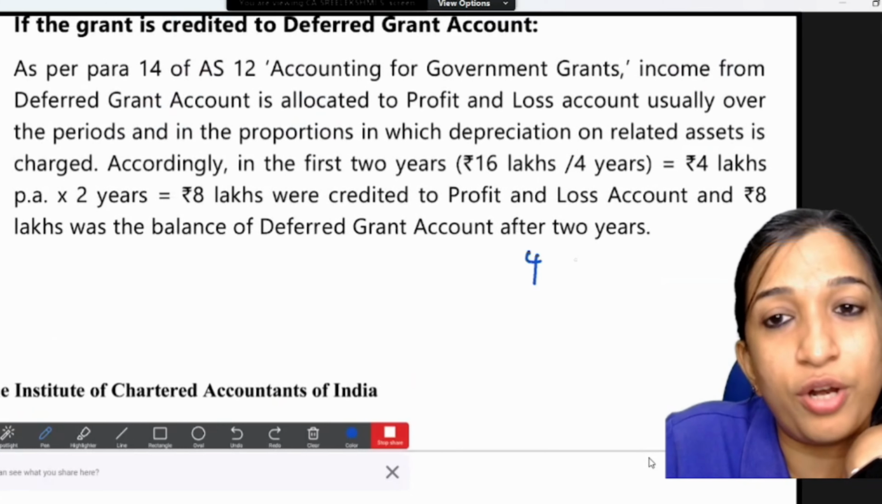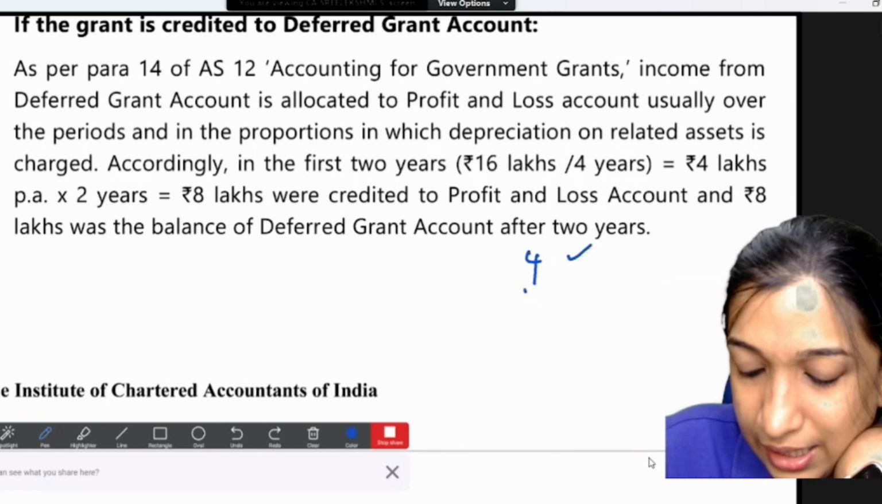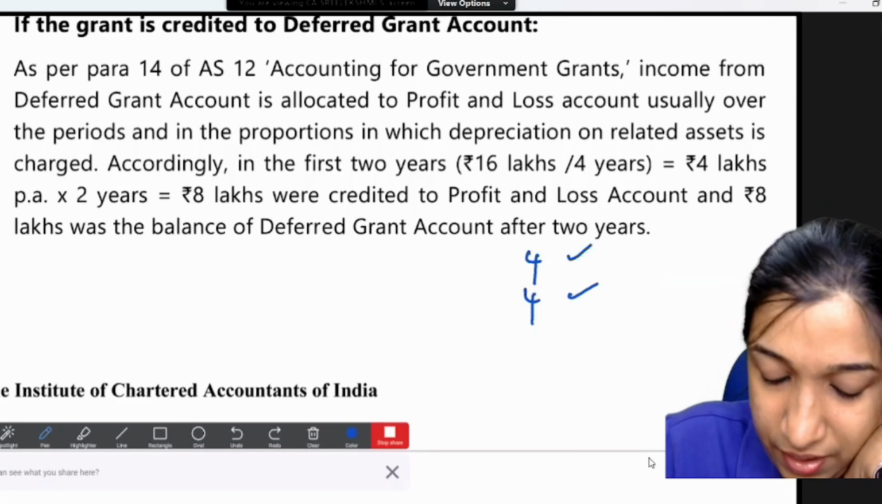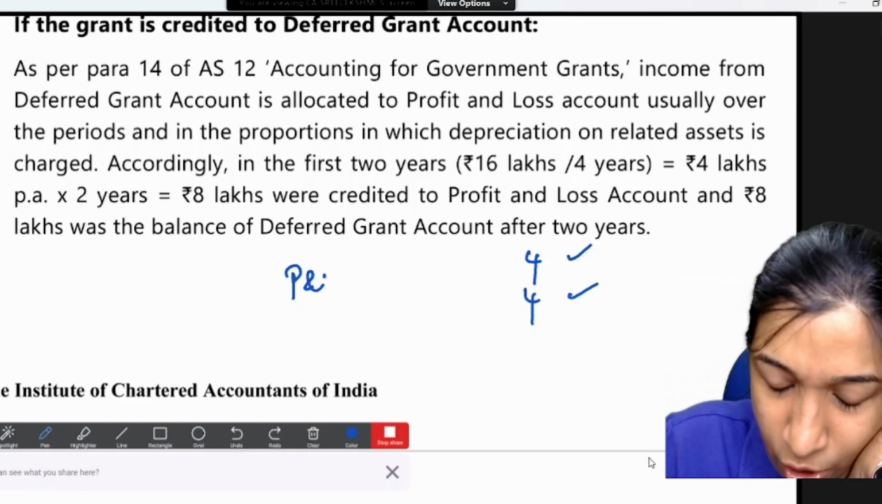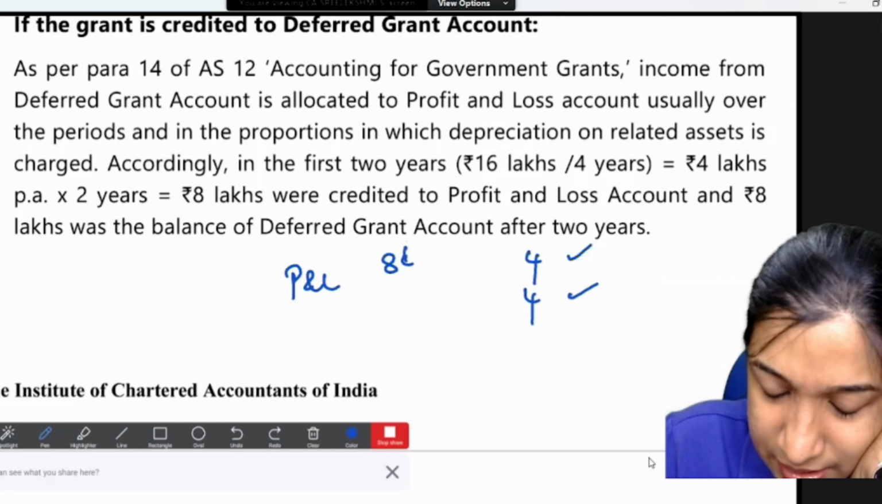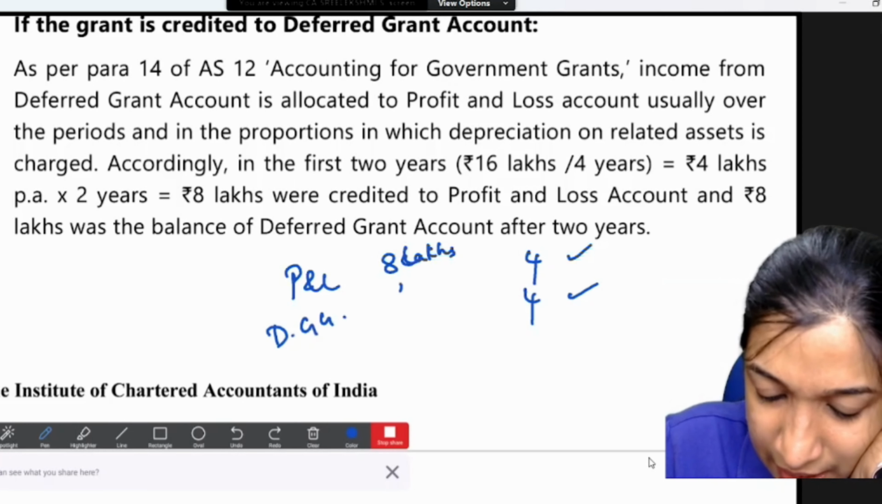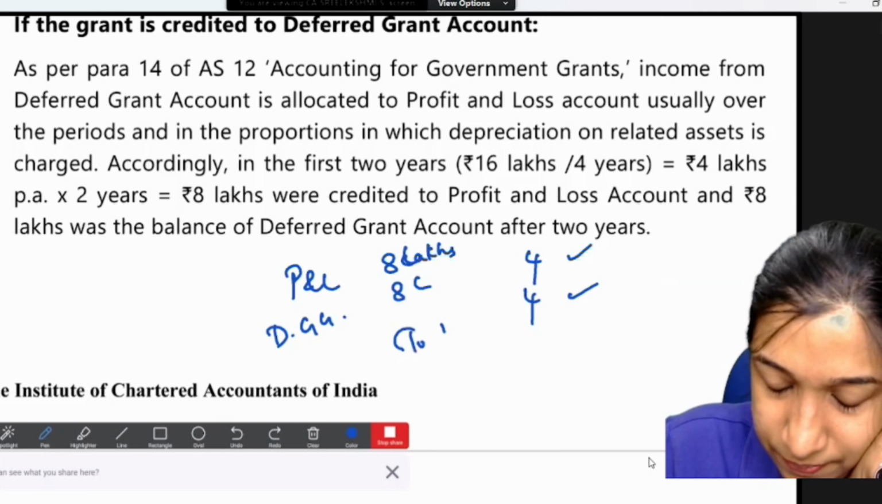First year 4 lakhs already credited to P&L. Second year 4 lakhs is already credited to P&L. Third year the grant is refundable. The entry will be: P&L, already credited 8 lakhs, and deferred government grant balance 8 lakhs, to bank.